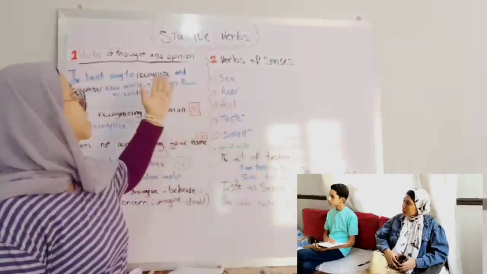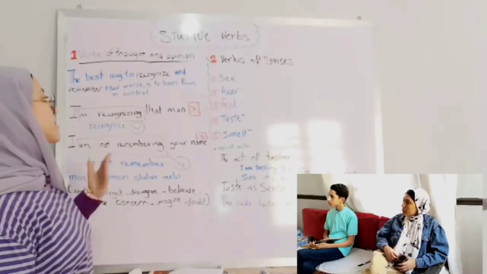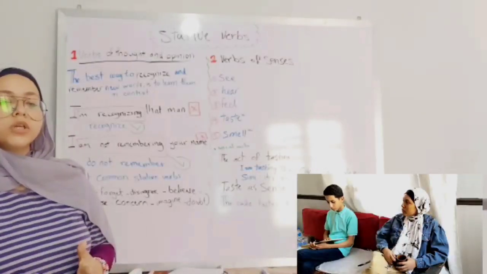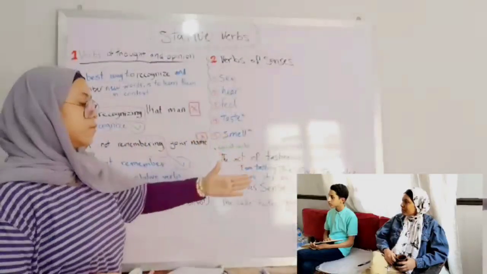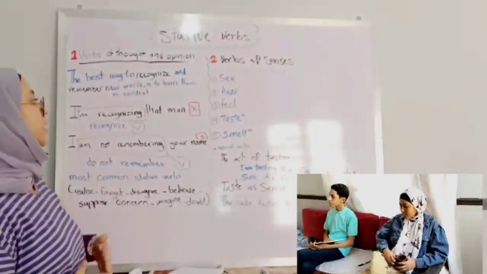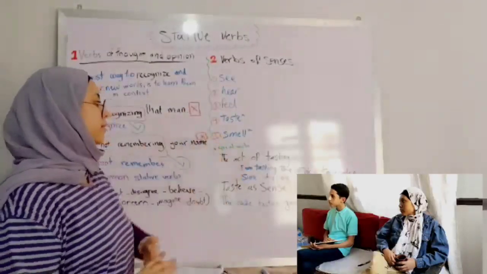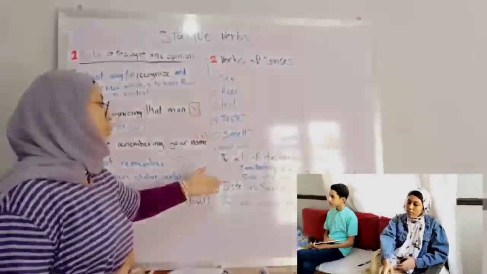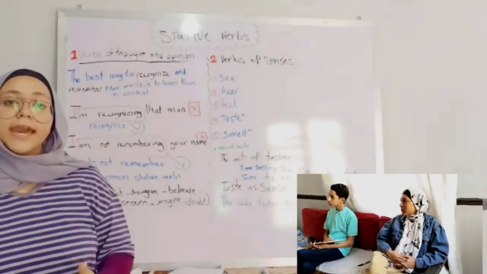Second category, verbs of senses, like hear, feel, see, taste, or smell. We usually do not use them in continuous tenses. But some special verbs can be used in present continuous, like taste, smell, or feel. The act of tasting: I'm tasting the cake to make sure it's okay. Taste as a sense: the cake tastes good.